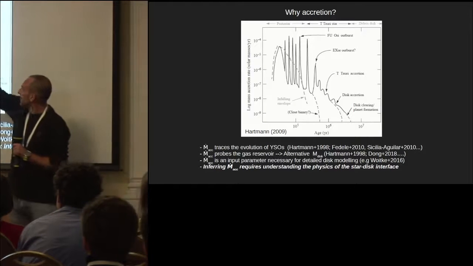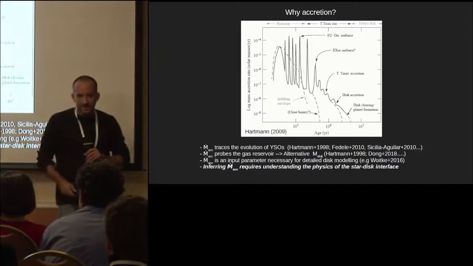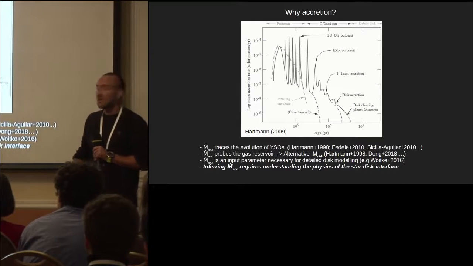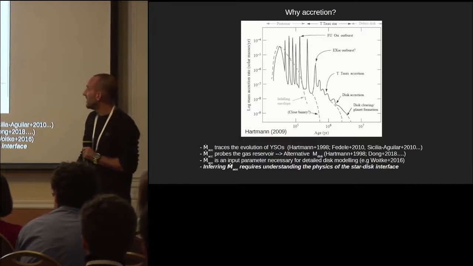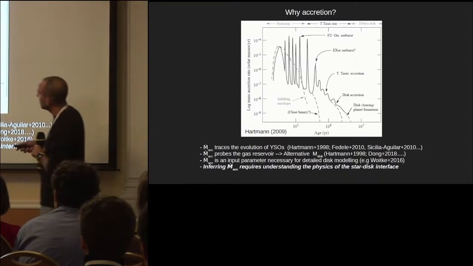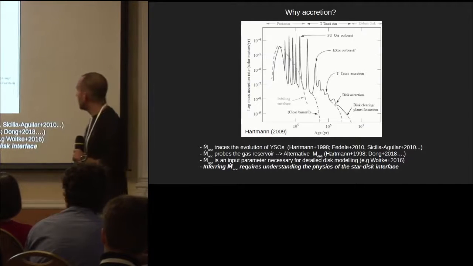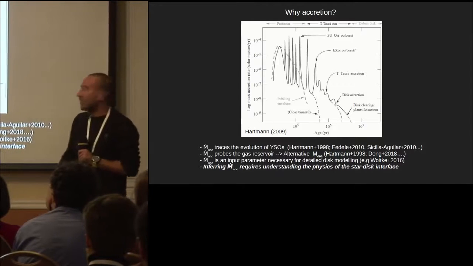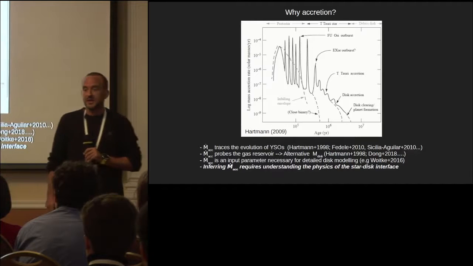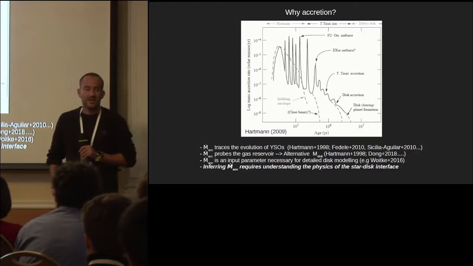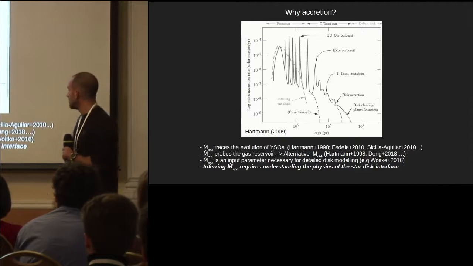But in any case, there is a decline in the mass accretion rate until the envelopes dissipate and we reach the optically visible pre-main sequence phase, the class 2 phase. So this is the region where I will be focused on. During the class 2 phase, we have a more or less steady mass accretion rate, and then the disk dissipates, and finally we have a negligible accretion rate.